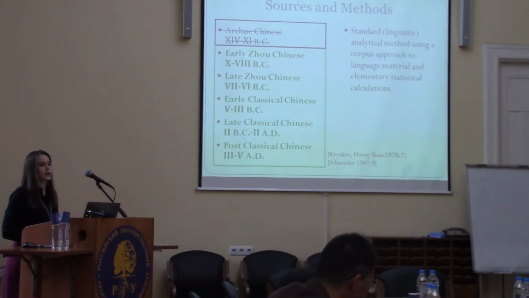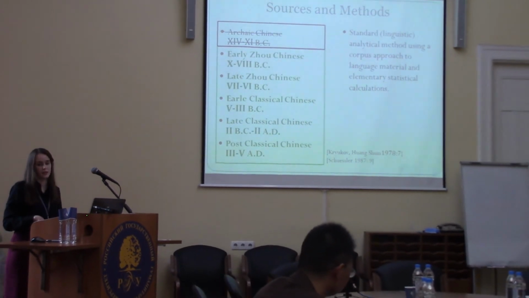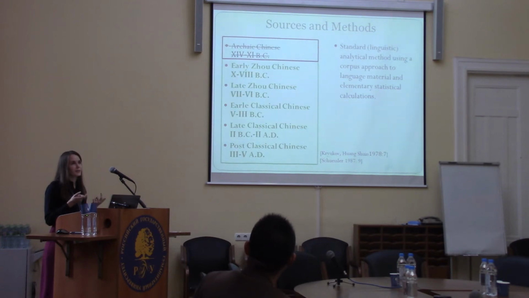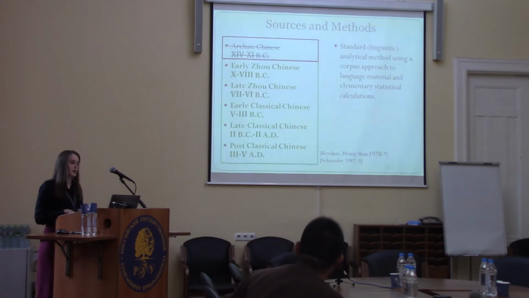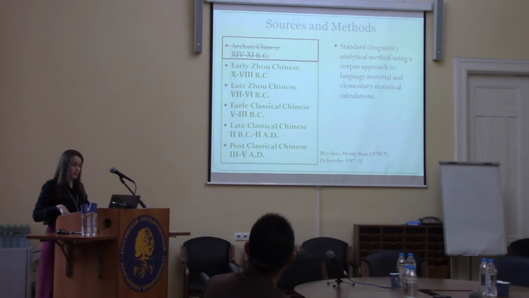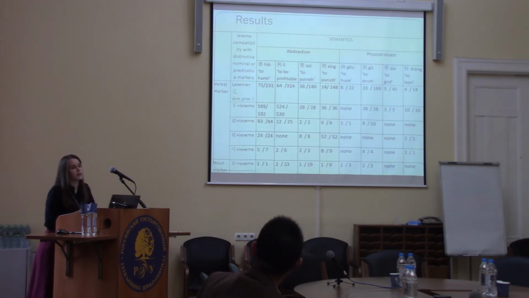But of course, speaking about ancient Chinese, we can't use all the periods of ancient Chinese. We started from early Zhou Chinese and stopped at post-classical Chinese, avoiding archaic Chinese because mostly it's all about oracle bone texts. They have a strict, rigid structure, and we can't judge the grammar of the language of that period only by analyzing Jiaguwen. So we used a standard linguistic analytical method, using a corpus approach to language material and elementary statistical calculations. And these are just some examples of all the results which we got.